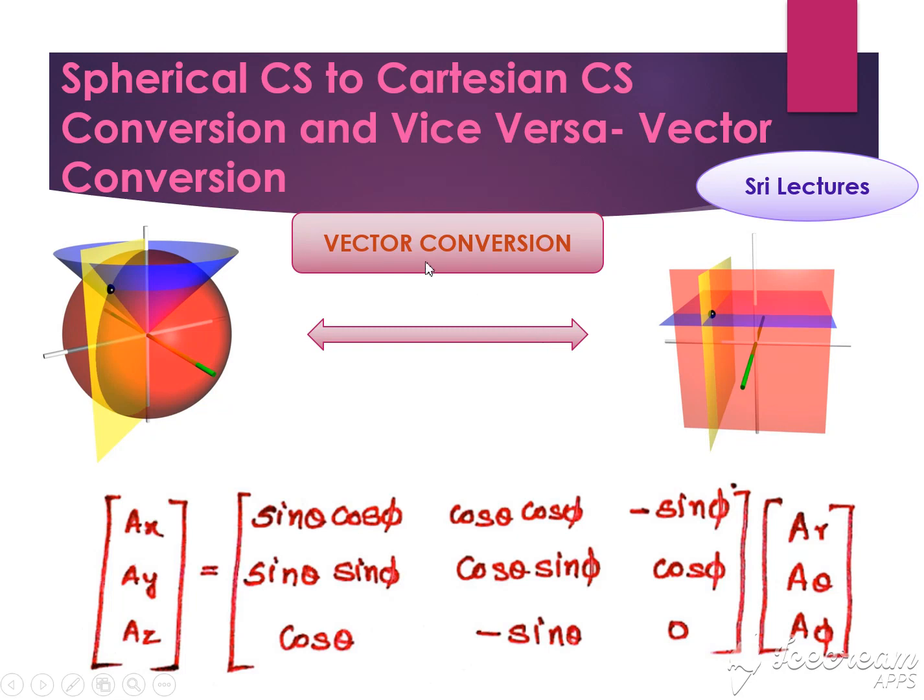In this video, we discuss how to convert the spherical coordinate system to the Cartesian coordinate system and vice versa in vector transformation. From this lecture, we derive the final expression: ax, ay, az are the Cartesian parameters, and AR, A theta and A phi are the spherical ones. So we are converting spherical coordinates to Cartesian coordinates.